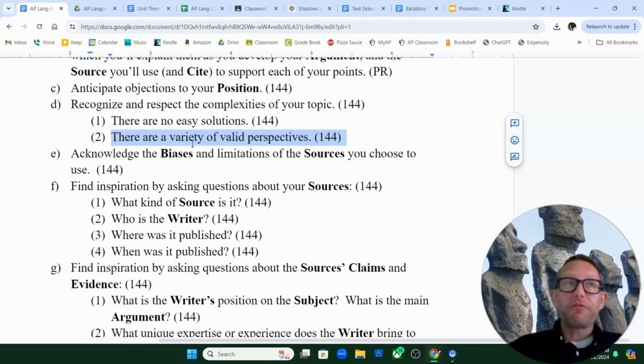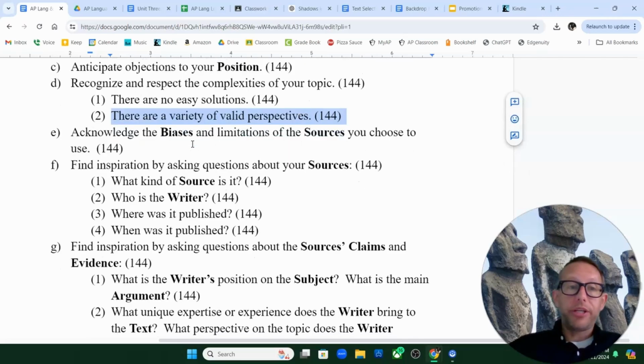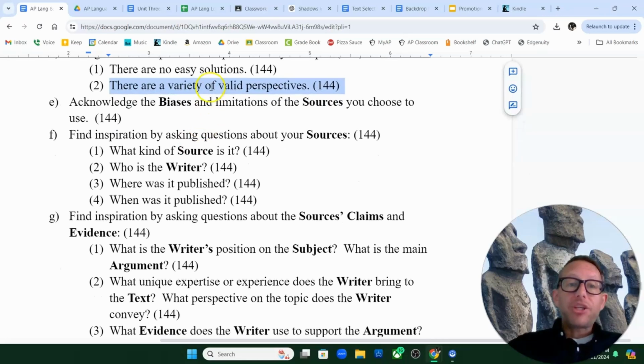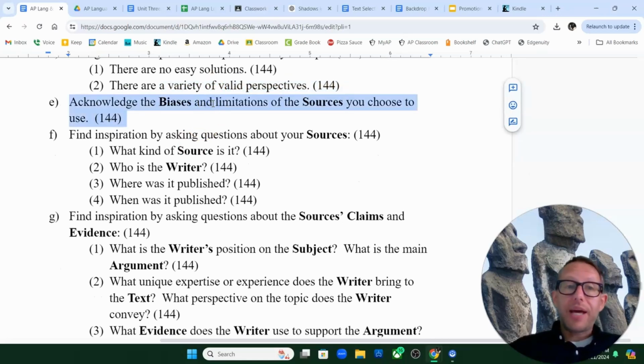If you approach it from that perspective, it's going to have a lot more nuance and complexity that's inevitably going to help you out in that sophistication point as you get into this particular essay, okay? Make sure, and this goes along exactly with that topic, you're acknowledging the biases and limitations of the sources you choose to use. Again, none of these sources are going to be perfect, okay? There are going to be limitations to them.